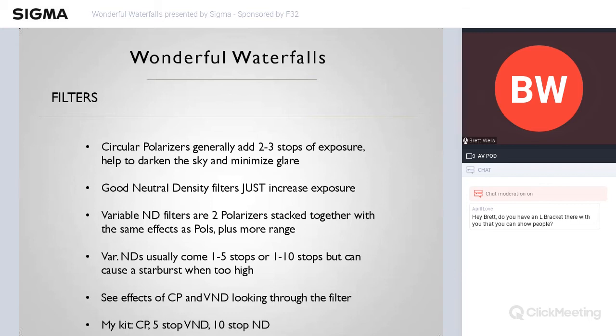The one thing you don't want to do is combine a circular polarizer and a variable ND. The reason for that is the variable ND is already 2 polarizers. You don't want to put a third one in front, or you can see all sorts of different things in the image, like that cross pattern I was talking about. It can really cause some complications with your images.